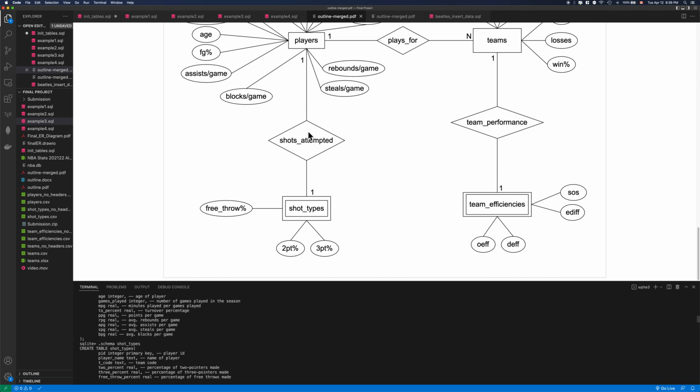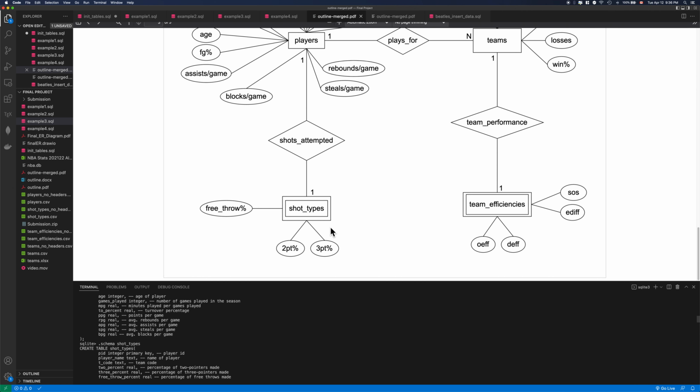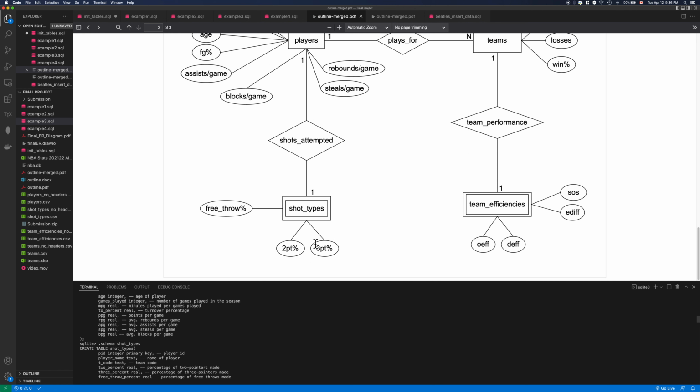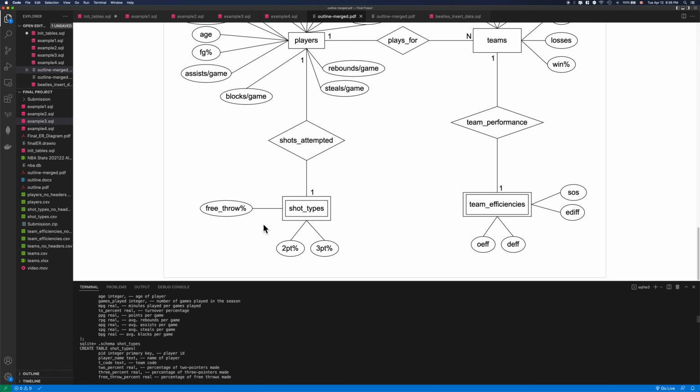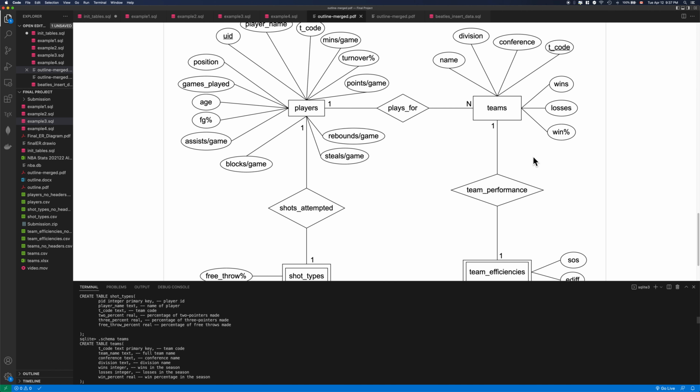Originally, I thought this would be many to many because many different players have different shot types, but then each player has their own set of free throw percentage rate, two-pointer percentage rate, and three-pointer percentage rate. So really, in reality, it's one-to-one, the shots attempted relation. And then the relationship between the players and the teams.